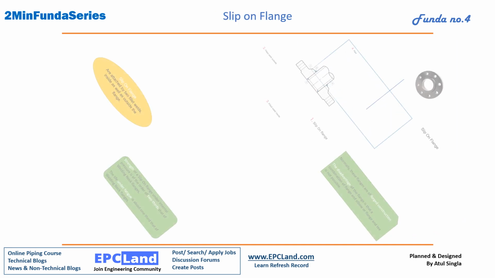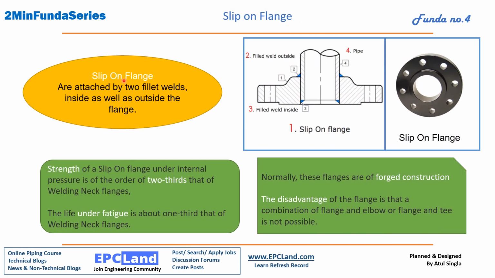What is slip-on flange? Slip-on flanges are attached by two fillet welds, inside as well as outside the flange. This is very important to understand. Two fillet welds outside, two fillet welds inside. So this is the basic arrangement of how we fit the slip-on flange on a pipe.